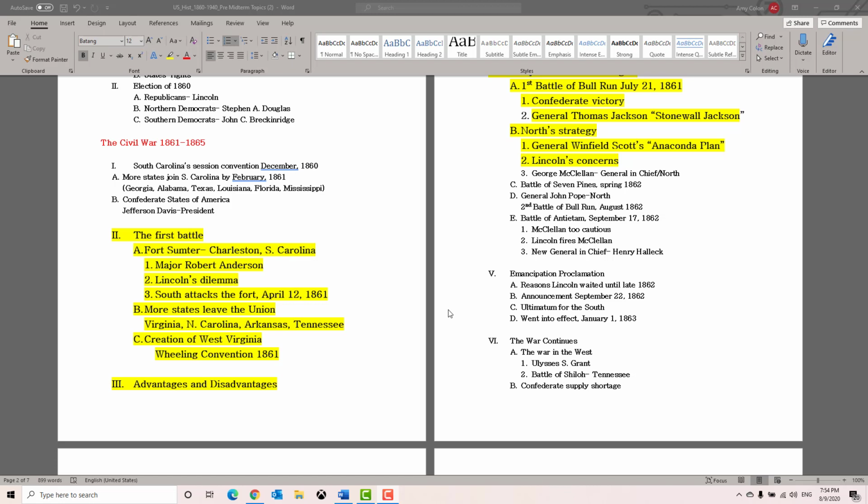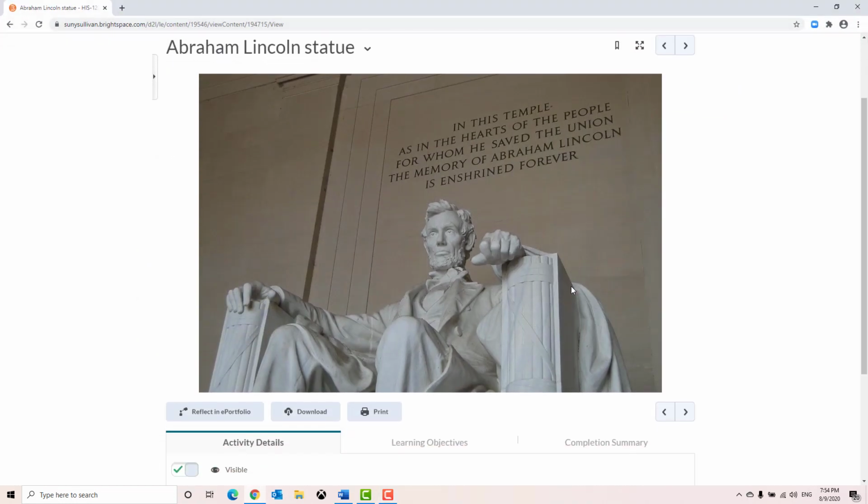The first issue that Lincoln faced had to do with a fort in Charleston, South Carolina called Fort Sumter. I actually have a photograph of the Lincoln Memorial in Washington, D.C. Let's leave that up for a little while as we talk about Lincoln and Fort Sumter.